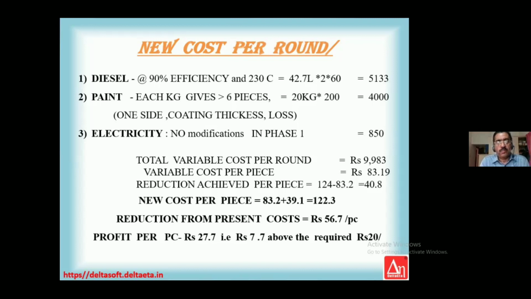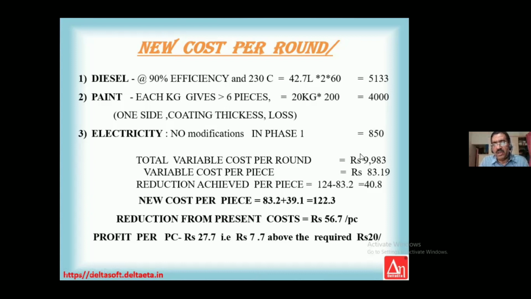Next one, you will see that for the paint, we will not go in depth into the coating thickness or the losses. We will just first do it with the one side painting. So I'll assume that instead of giving me 3 pieces per kg, it gives me 6 pieces. So I will still assume that I will require 20 kg, though I know that I can do with only about 15 kg paint. So 20 kg into 200 gives me 4,000 rupees. So from the present 8,000, we reduce it to 4,000.